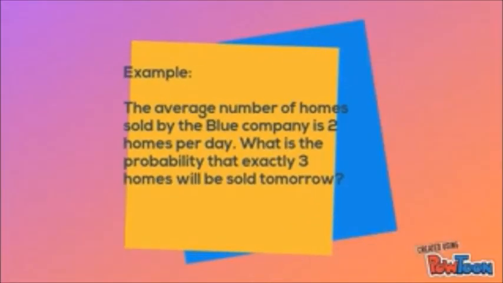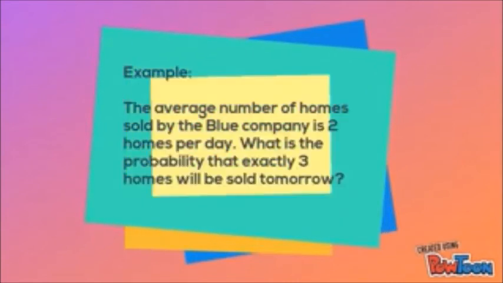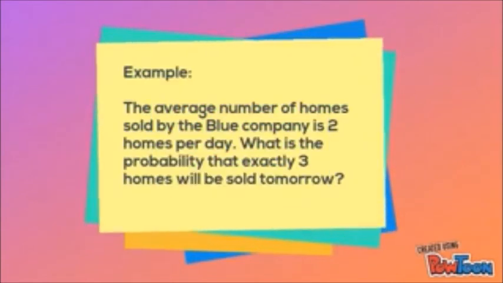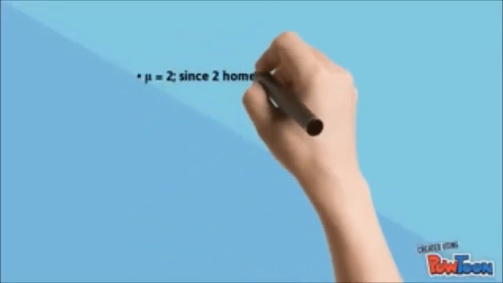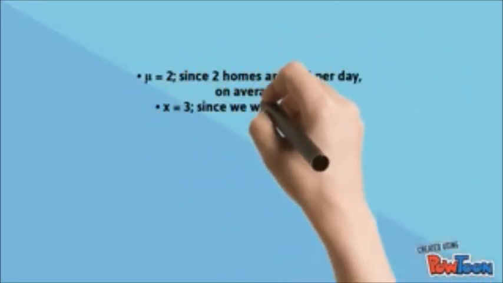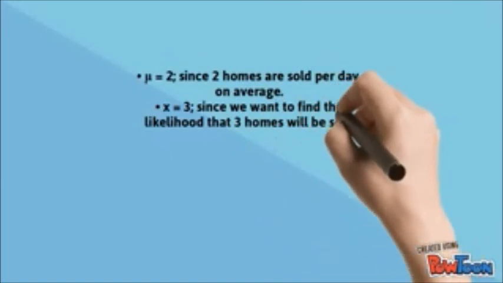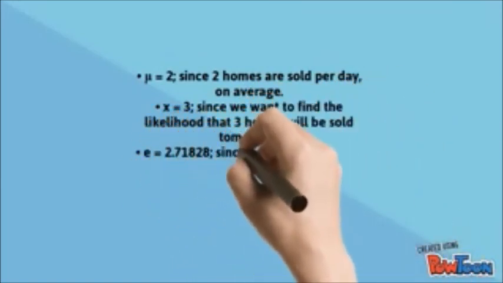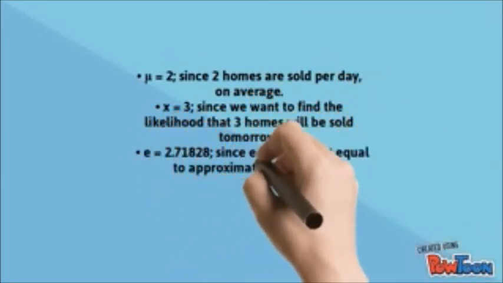For example, the average number of homes sold by the Blue Company is 2 homes per day. What is the probability that exactly 3 homes will be sold tomorrow? Solution for the example: this is a Poisson experiment in which we know the following, as shown in the video. We plug these values into the Poisson formula as follows.